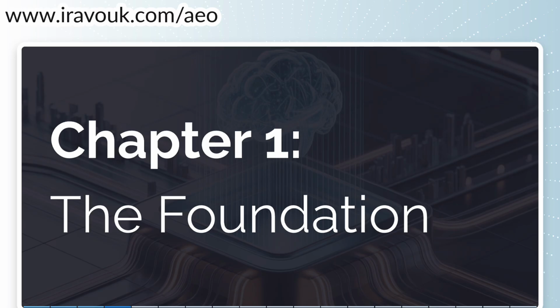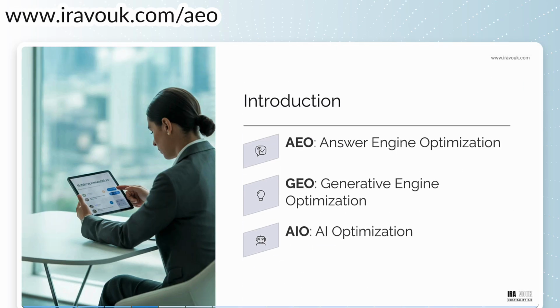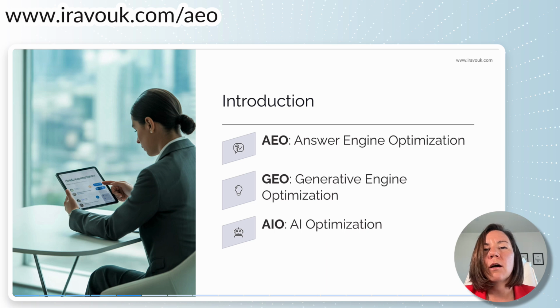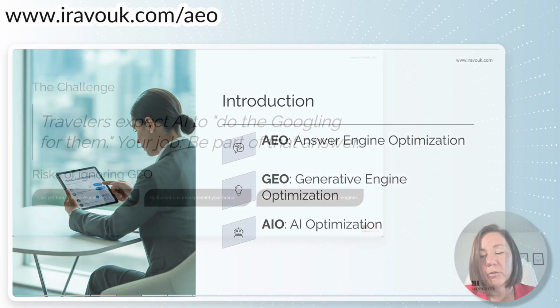Let's do it. Chapter 1, the foundation. The focus here is on generative engine optimization, GEO, or you might also hear it called AEO, answer engine optimization, or even AIO, AI optimization. We haven't really come up with a standard name for it yet, but whatever you call it, the idea is the same. Making sure your hotel brand shows up, gets cited, and actually gets booked in an AI-driven world.